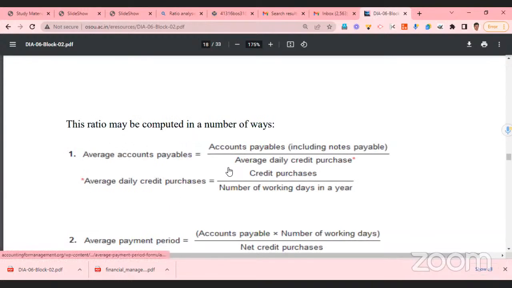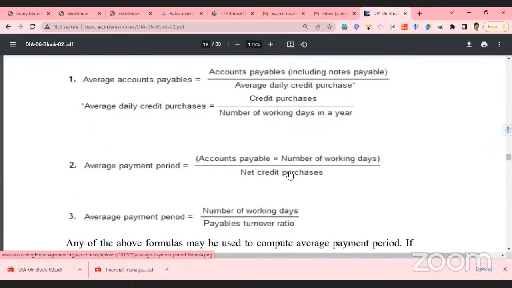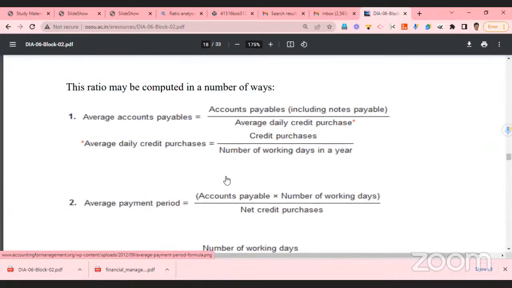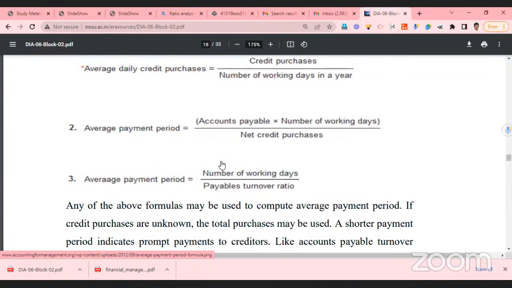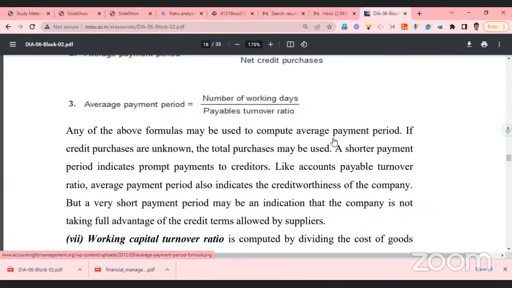Then the average payment period: how many days are you going to take to pay? Accounts payable divided by daily average purchases, if we consider it that way, or else we can use the other formula. There are 3 formulas out there. As per the data available and as per what the examiner asks, you can use whichever formula is suitable.